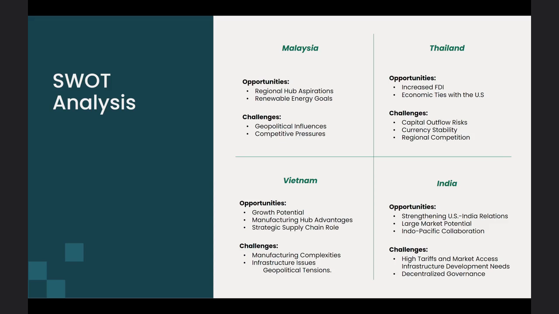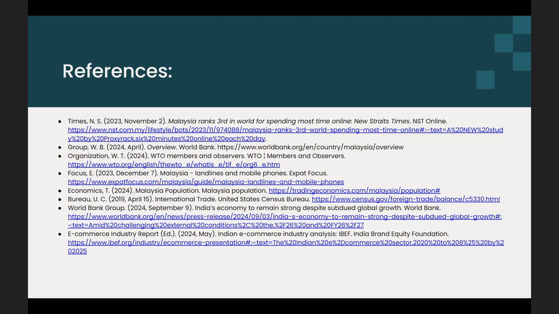To succeed, US firms should prioritize technology and manufacturing in India, consider Malaysia for logistics and renewable energy, and explore opportunities in Thailand. These are our references.